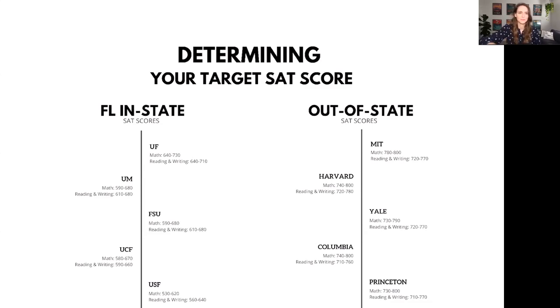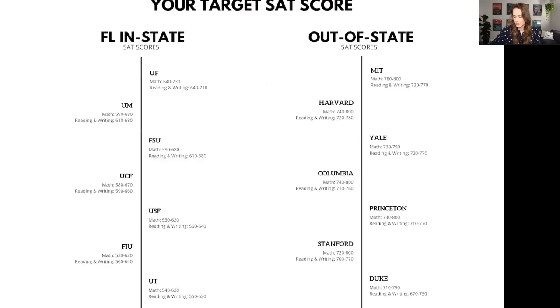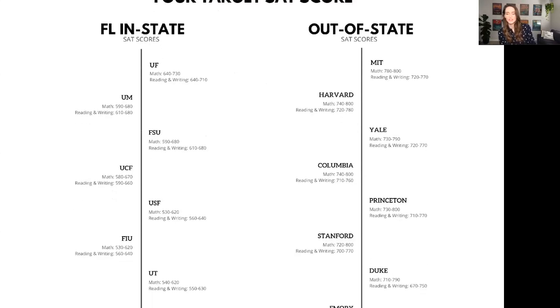So if we look here at determining your target score for UF right now, you want to score in the 1400s preferably. This past admission cycle for UF, I had a student that scored in the high 1400s get into the honors college, which is very competitive at UF. And then I also know of students that scored in the 1500s and were rejected by UF, by their regular admission cycle, so not even the honors college.